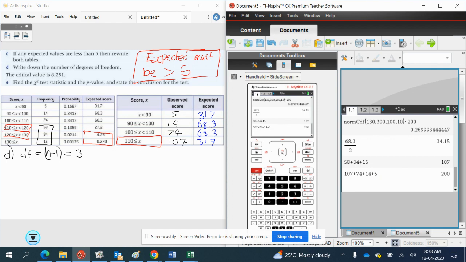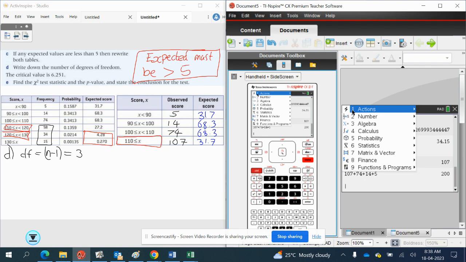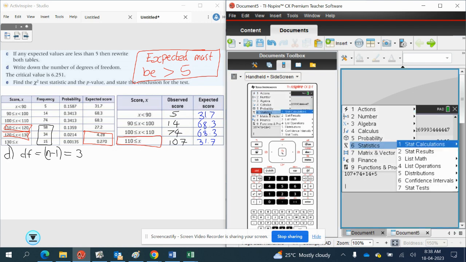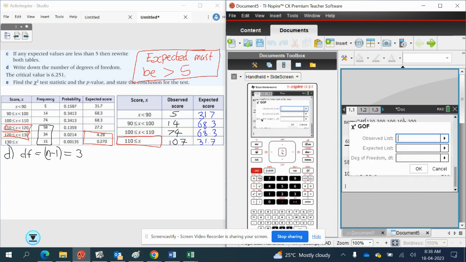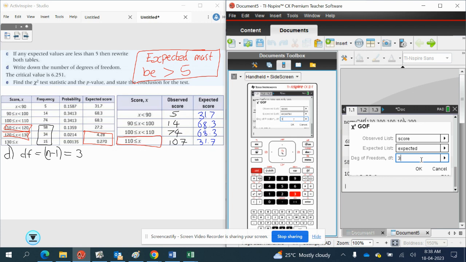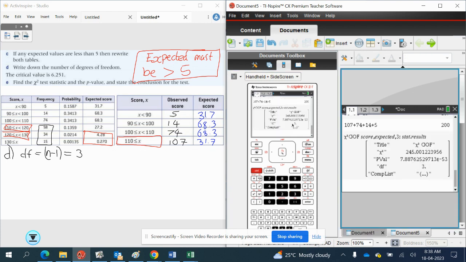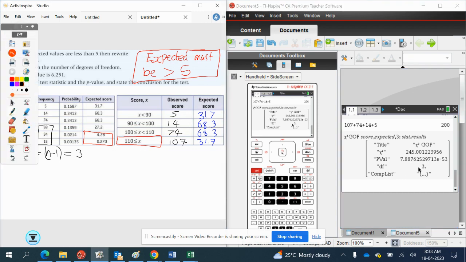We need to find the p-value now. So we press menu, statistics, stat tests, chi-square goodness of fit. Our observed list is our score. Our expected list is our expected. Our degrees of freedom is 3. In this case, I'm not going to use the chi-square, I'm going to use the p-statistic to complete the test.